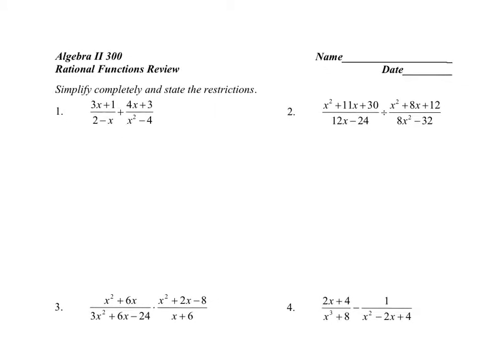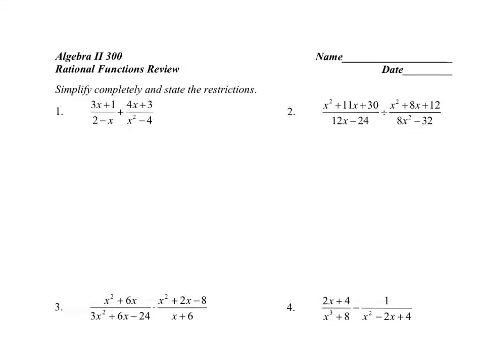First thing you want to do, obviously, is to take a look at the problem and identify what type of problem you're working on. And we can see here that we are adding rational expressions. So the idea behind adding rational expressions, we want to make sure we factor all our denominators so that we can identify an LCD, a least common denominator.